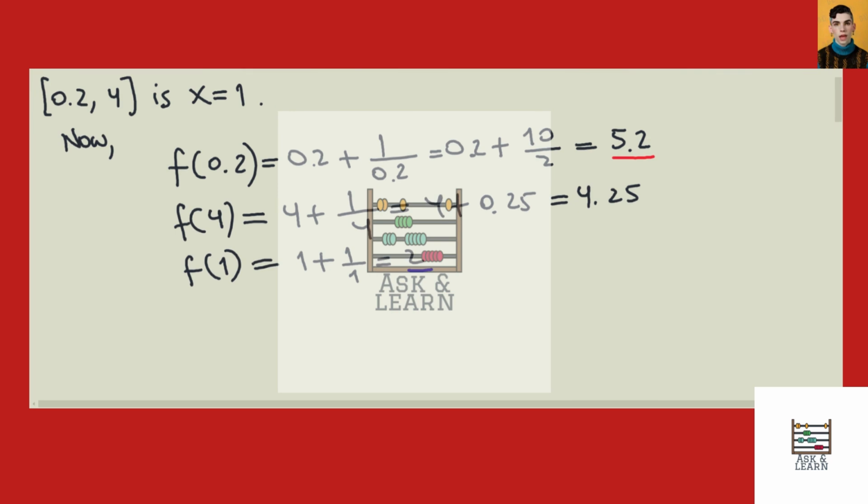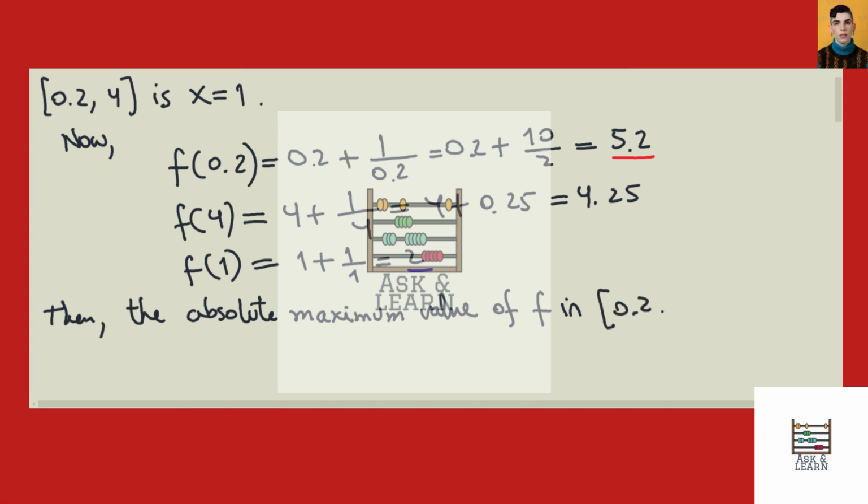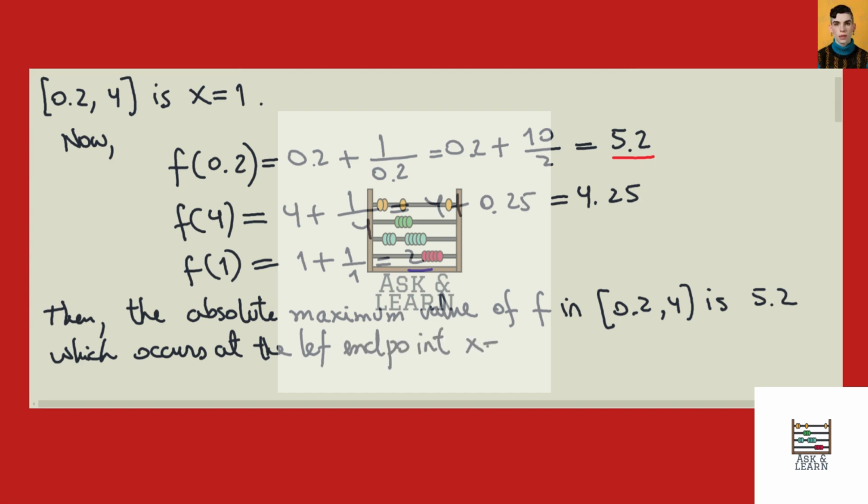So we can now write the answer to the problem. The absolute maximum value of f in the interval [0.2, 4] is 5.2, and that value occurs at the left endpoint of the interval, x = 0.2.